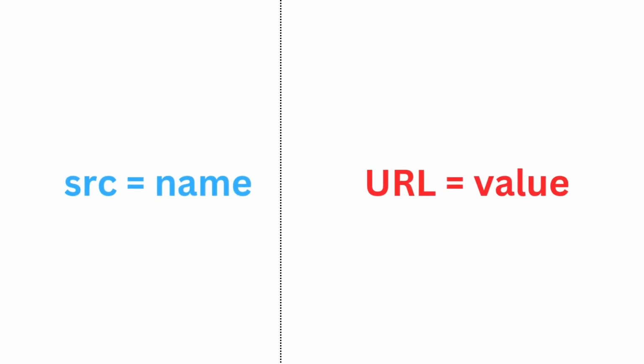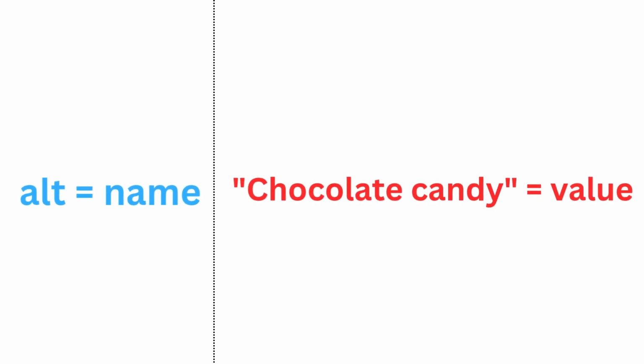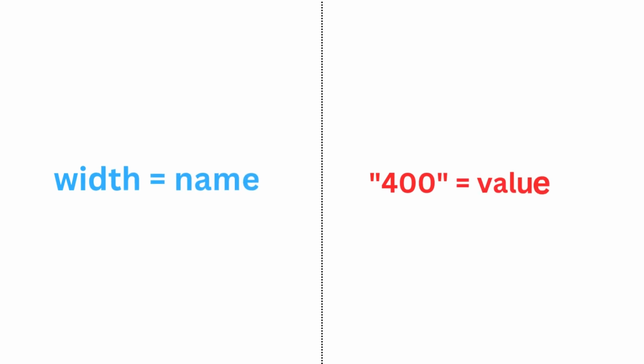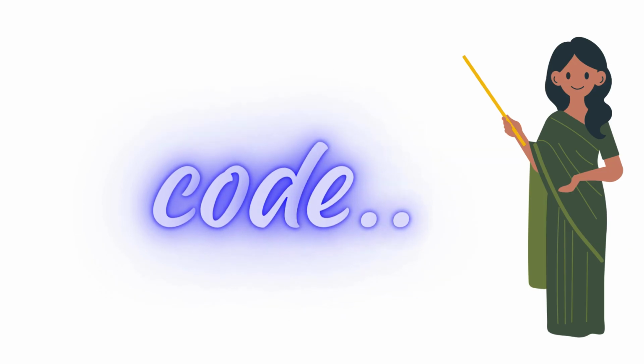So here src equals name and the URL equals value. Alt equals name and chocolate candy equals value. Width equals name and 400 is the value. So by this we can understand that each attribute is written in a name and value pair. The name tells what type of information it is and the value tells what that information actually is. We'll learn more about attributes in detail in the next video.